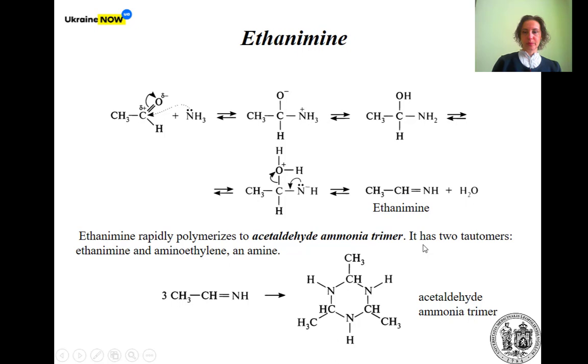Some specific reactions occur by addition of ammonia to acetaldehyde. First of all, a compound is formed and then water is lost and ethanimine is formed. But spontaneously this compound can be transformed to the acetaldehyde ammonia trimer, and this compound is more stable. So this reaction is specific for acetaldehyde.